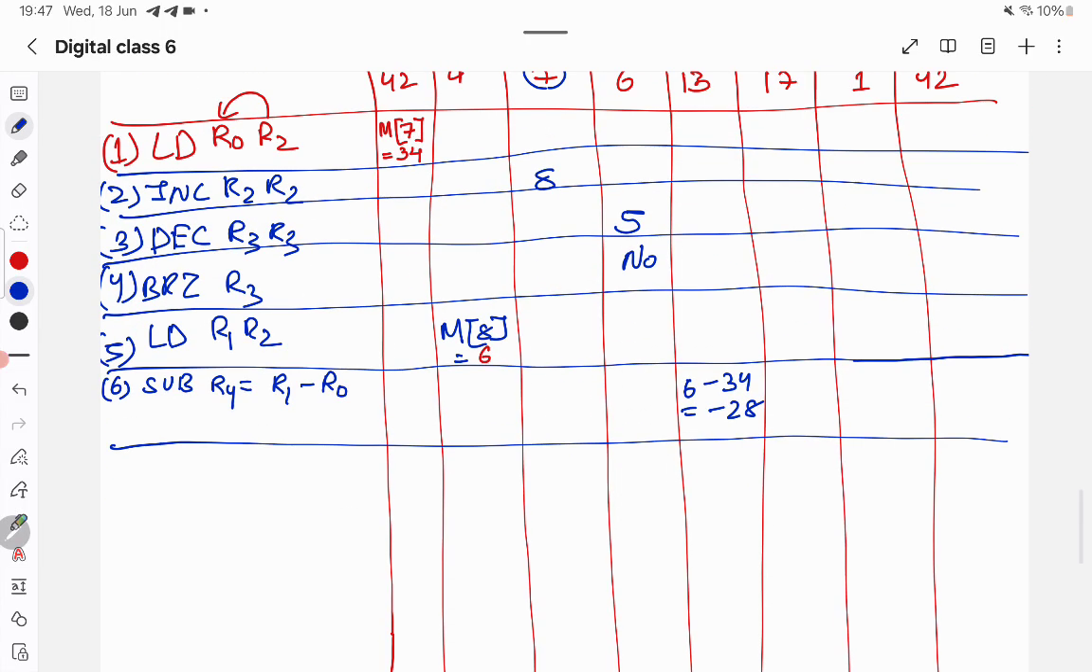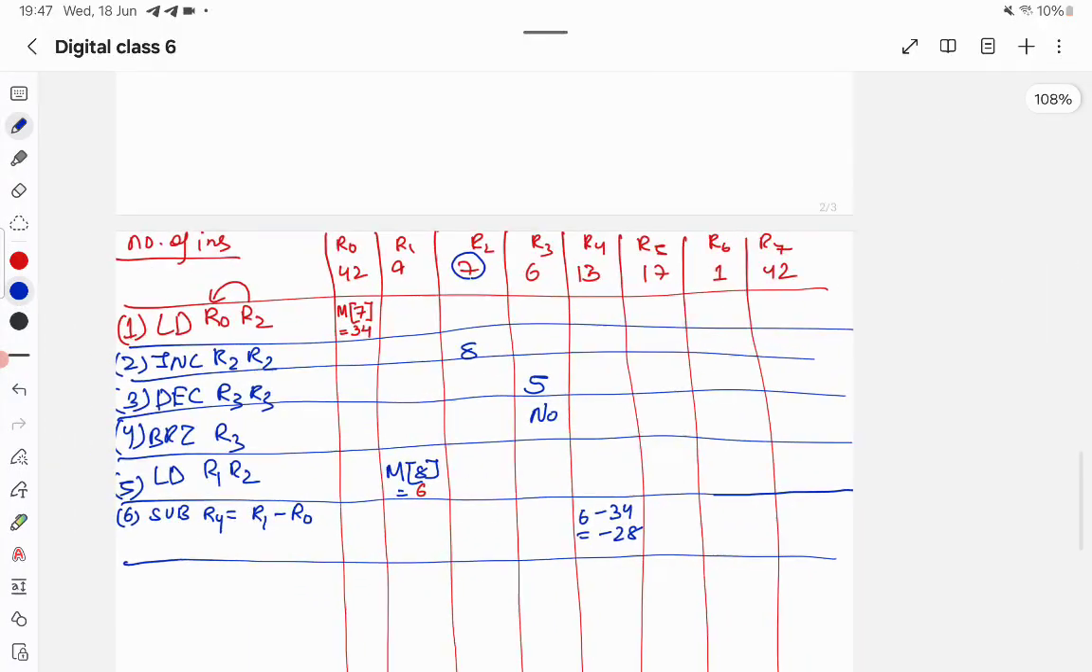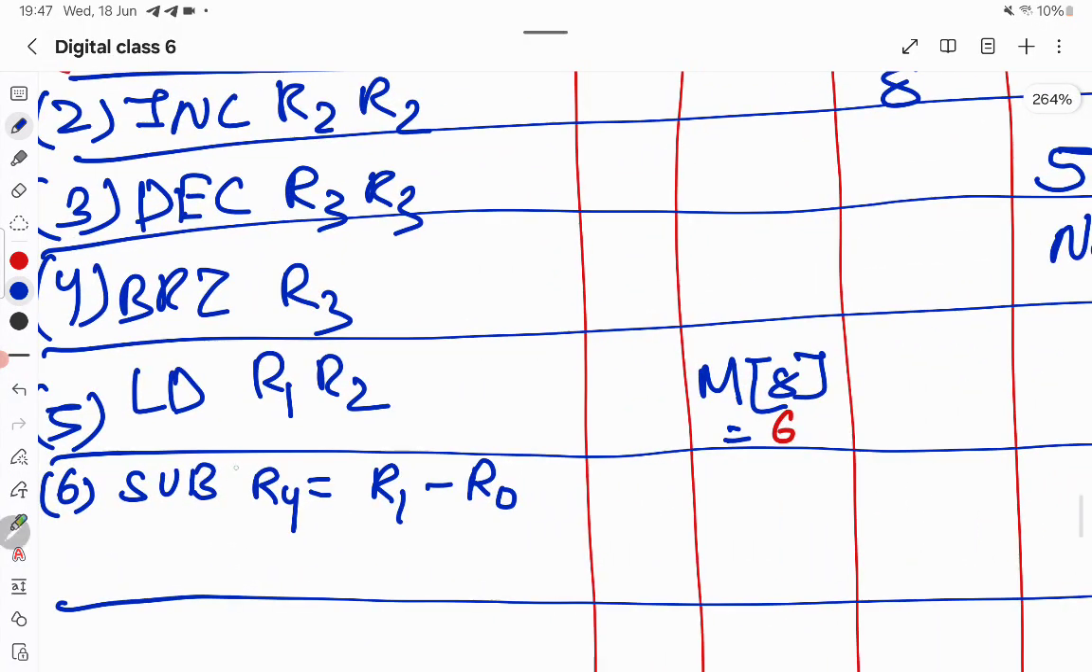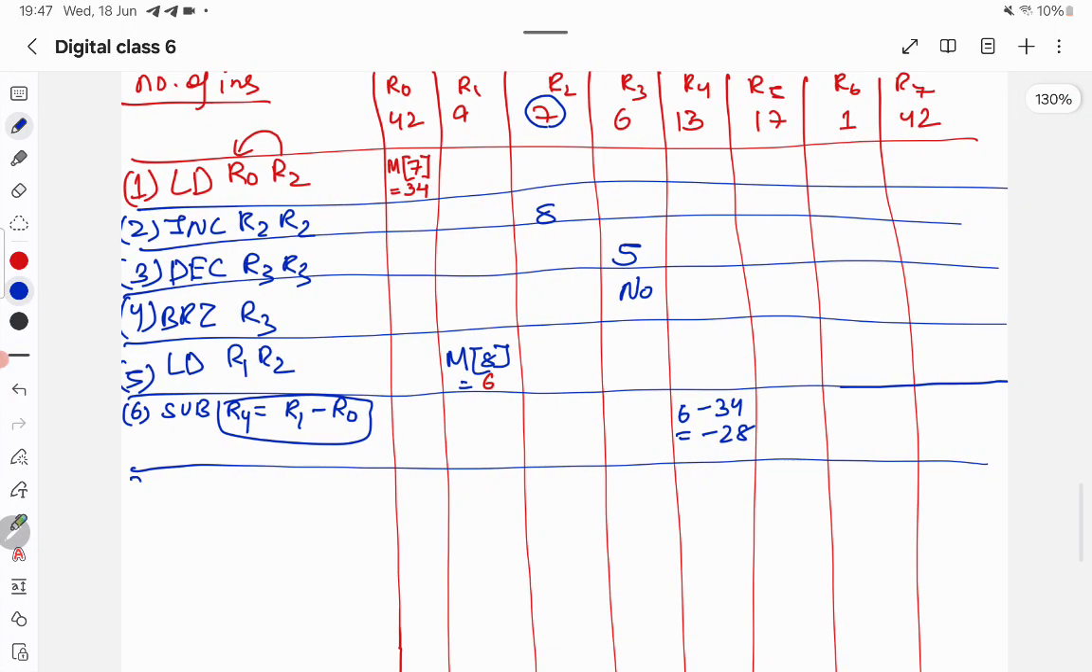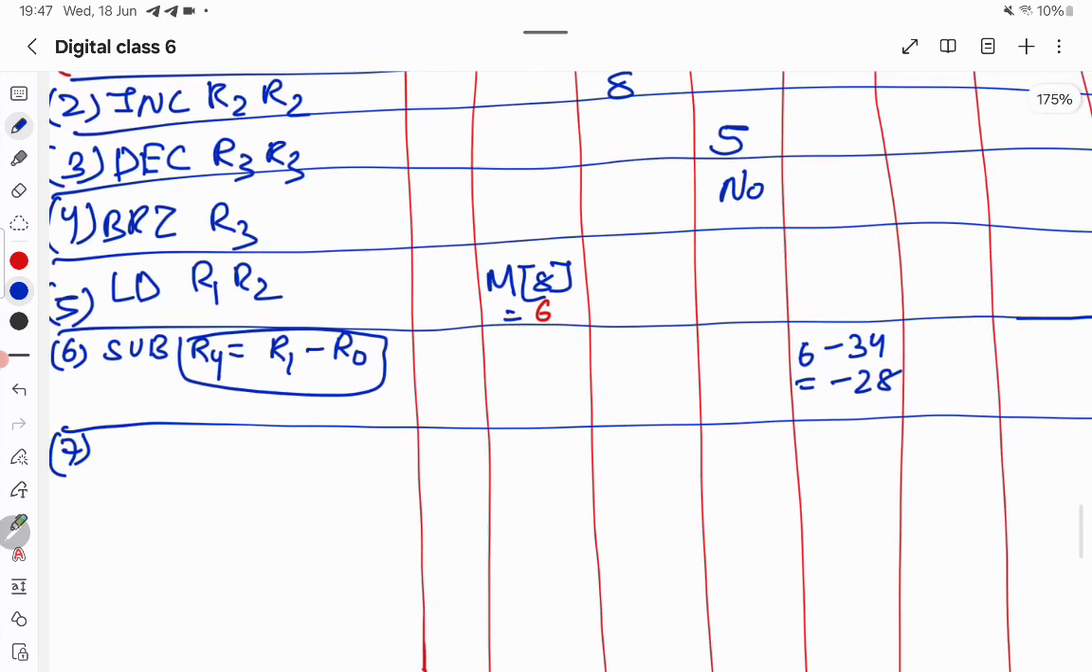Okay, let's copy down rest of the values here. Write this in R4. Because it is saying R4 equal to R1 minus R0. So you will subtract the value of R1 minus R0 and store it in the register R4. Understood?